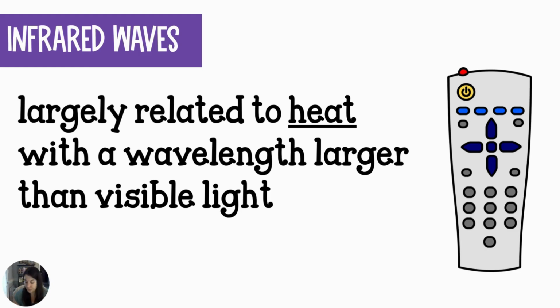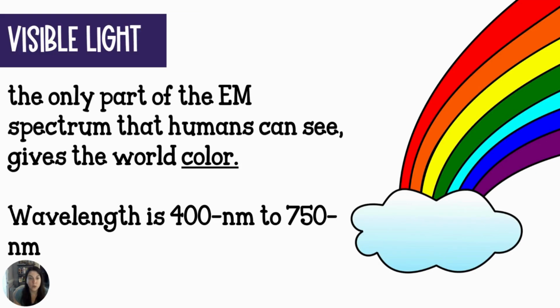So after infrared, our waves are going to get a little bit tinier and we come to visible light. Visible light is the only part of the EM spectrum that we can see without extra tools, and this is what gives the world color. So visible light, when you take all of the colors together, it's just white light.